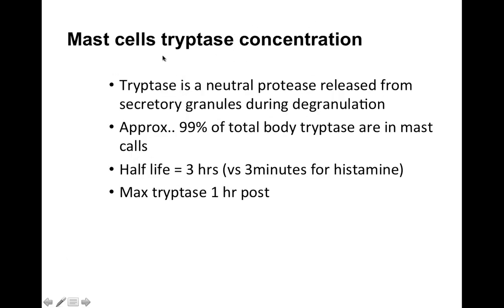So this is talking about mast cells and why it is so useful to look at tryptase. It's because it's released from the mast cells after degranulation, and 99% of the body's tryptase is in mast cells and only really gets released in anaphylaxis. And the half-life is 3 hours versus 3 minutes for histamine.